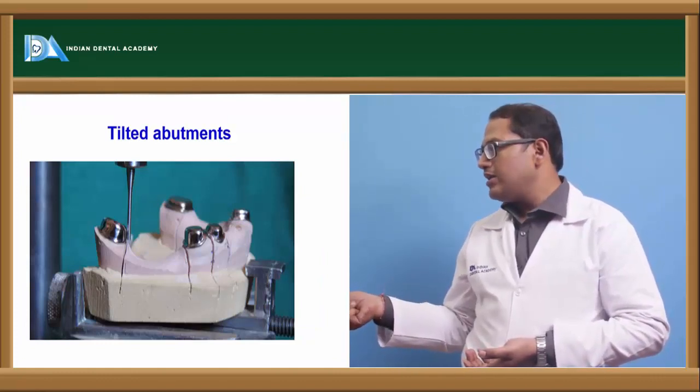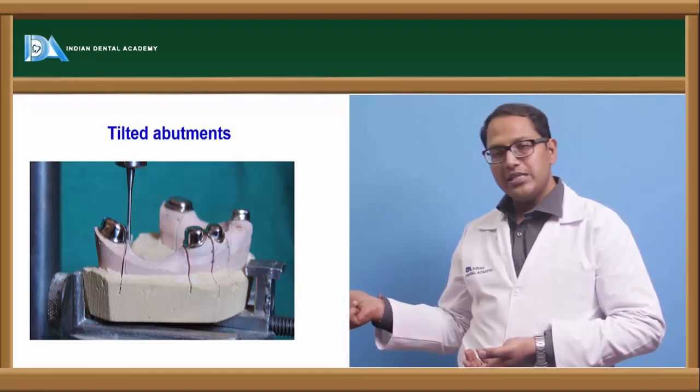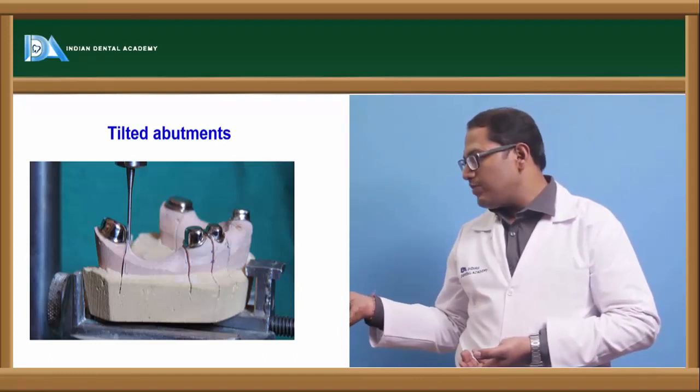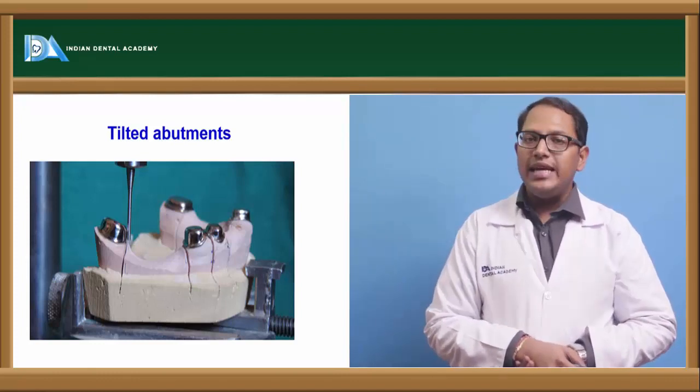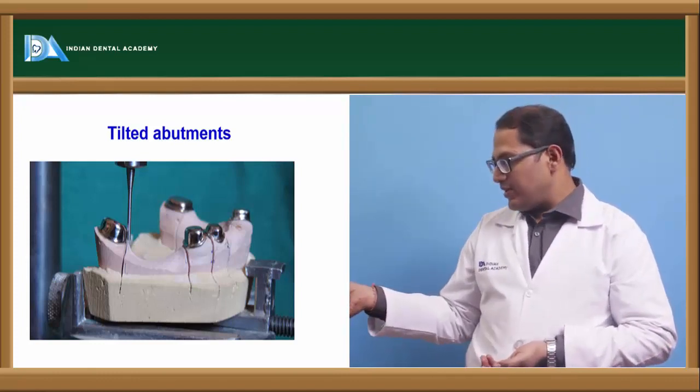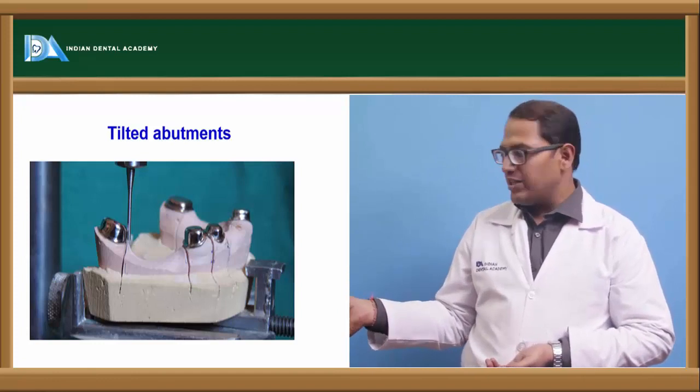Coming to tilted abutments, like this case of a molar which is tilted. Now this is not parallel to the long axis. The mesial end of the molar is not parallel to the distal end of the molar. What will you do in these cases? These cases are dealt with in this picture. Like we can see, there is a post-treatment picture.